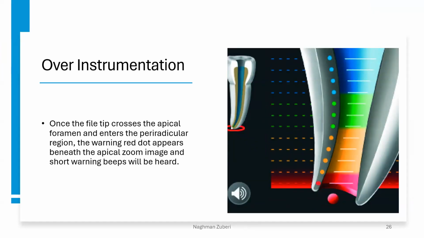In case of over-instrumentation, what happens? Once the file tip crosses the apical foramen and enters the periradicular region, the warning red dot appears beneath the apical zoom image and short warning beeps will be heard.